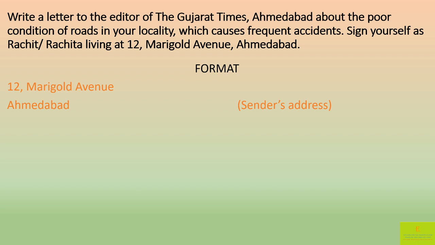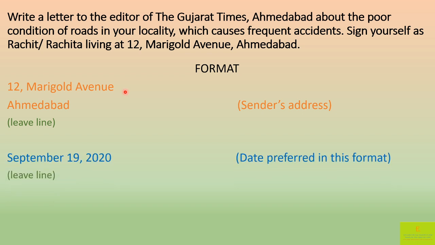So here the address is given, 12 Marigold Avenue, Ahmedabad. So we will write it like this: 12, Marigold Avenue, Ahmedabad. No commas will be there as such after the Marigold Avenue or after Ahmedabad. We don't need to put a comma or any other punctuation mark. After that, you leave a line.